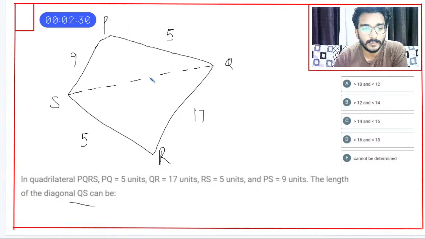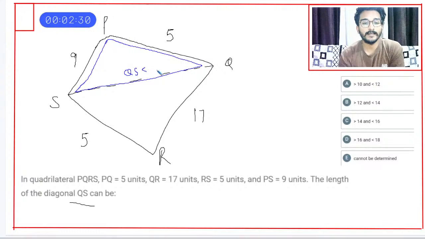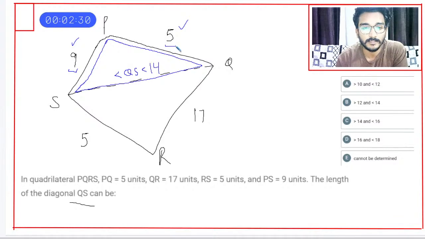So we know QS is the side of a triangle. This is a triangle we have, so QS is a part of it. Any side of a triangle is less than the sum of its sides. So if I add 9 plus 5, it is less than 14 and greater than the difference. The difference of 9 and 5 is 4. Isn't it?